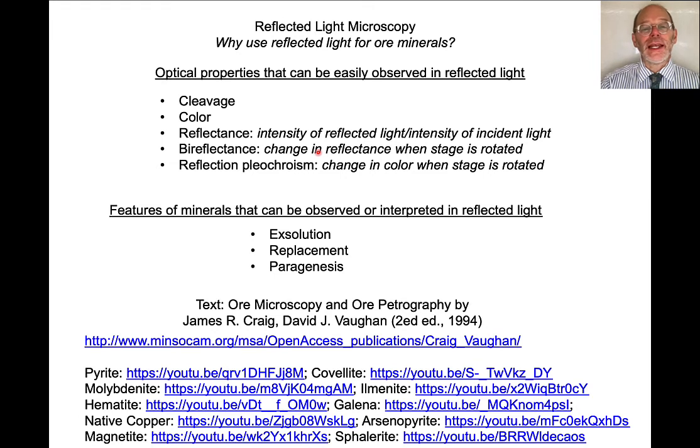So these are all examined in a petrographic microscope with a rotating stage. And the reflection can be pleochroic, so there can be a change in color when the stage is rotated. Now, there are lots of things that you can see in reflected light. In addition to seeing different minerals, you can see exsolution of one mineral from another. You can see one mineral replacing another. Or you can see textures that tell you the sequence of mineral precipitation.